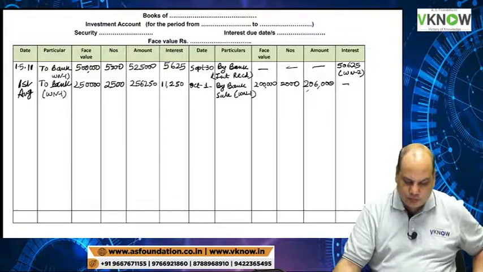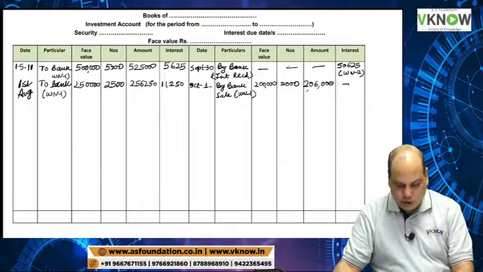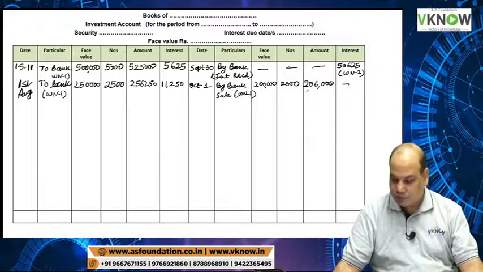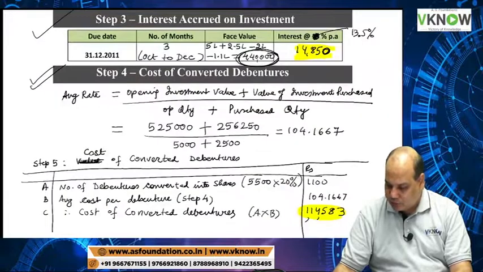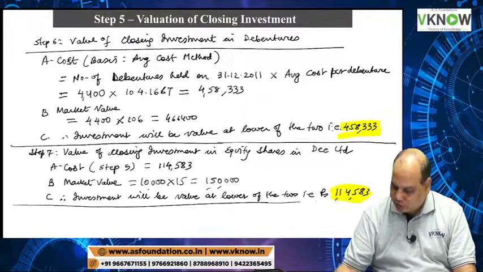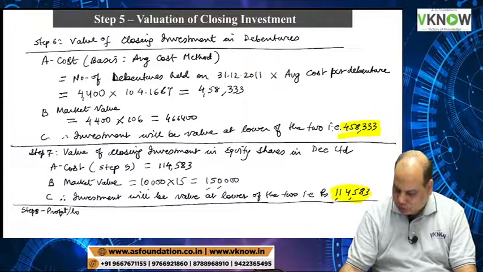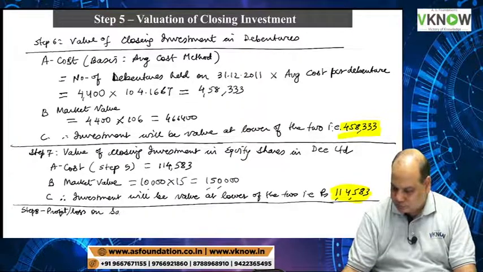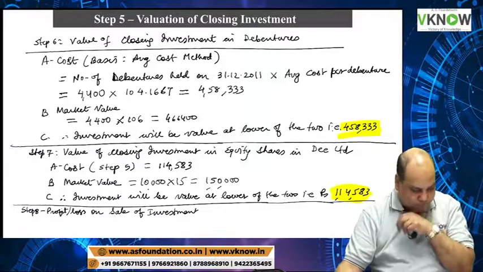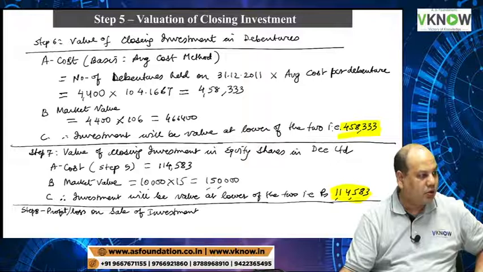We have to also prepare one working note on profit or loss on sale. Is it right? So please write down working note number 8, or step 8, working note 8. Profit or loss on sale of investment.